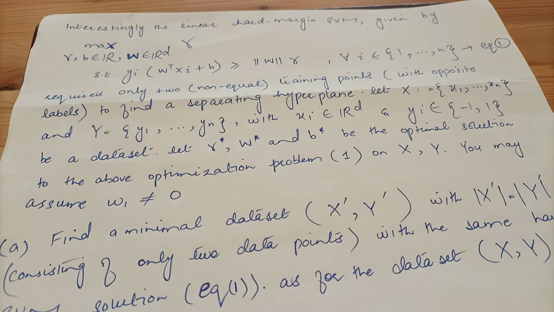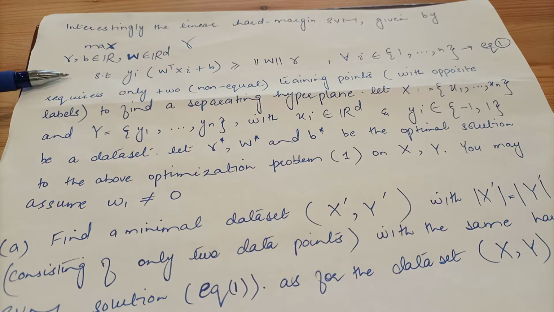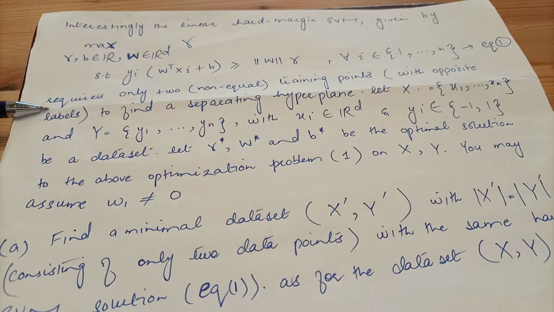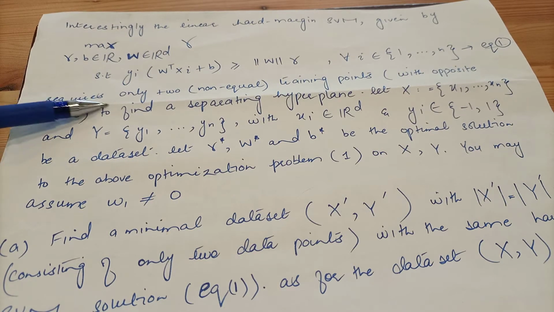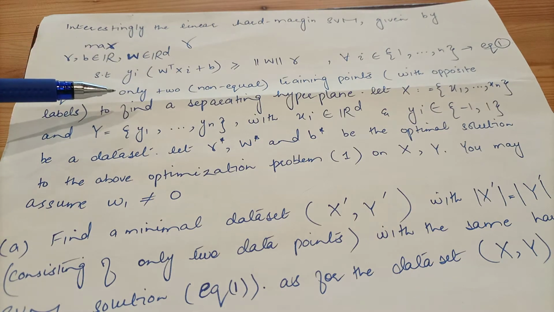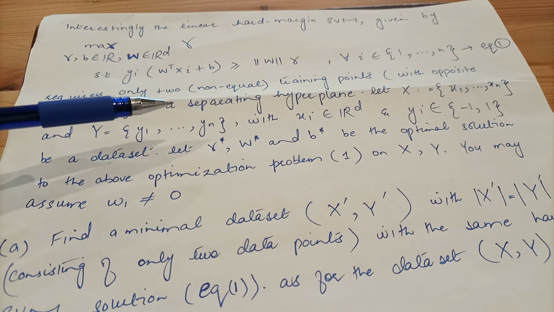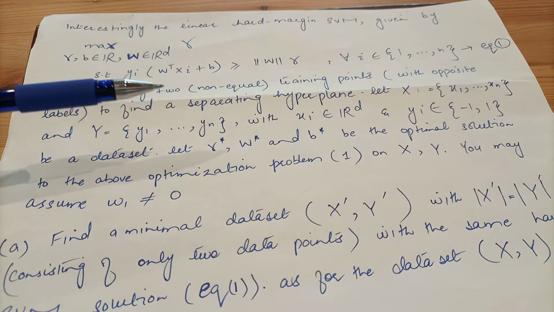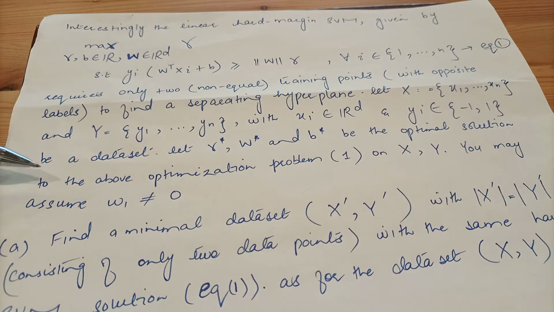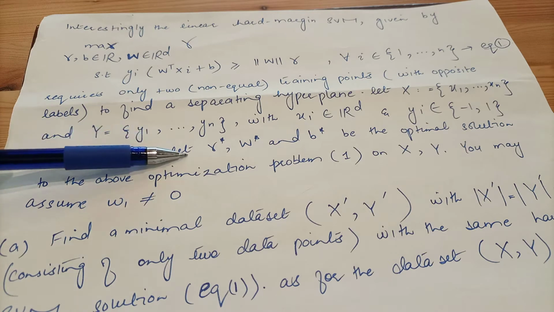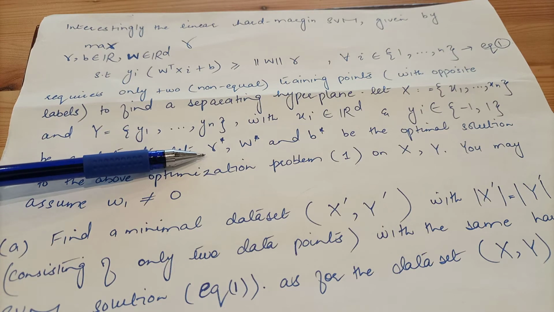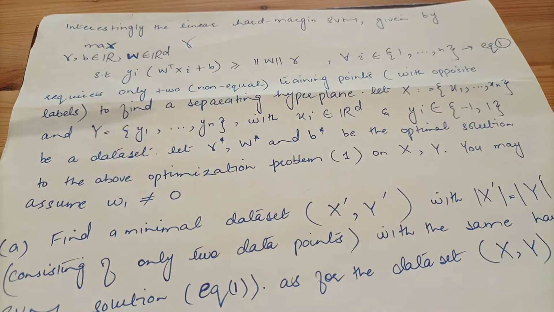Interestingly, the linear hard margin SVM given by this is the hard margin SVM problem, and this says that it requires only two non-equal training points with opposite labels to find a separating hyperplane. Let x be some n points, y be n labels, x belongs to R^d, and y has the labels -1 and 1. This be a data set. We have the optimal solution, that is, we have an optimal margin, optimal W, and optimal B.